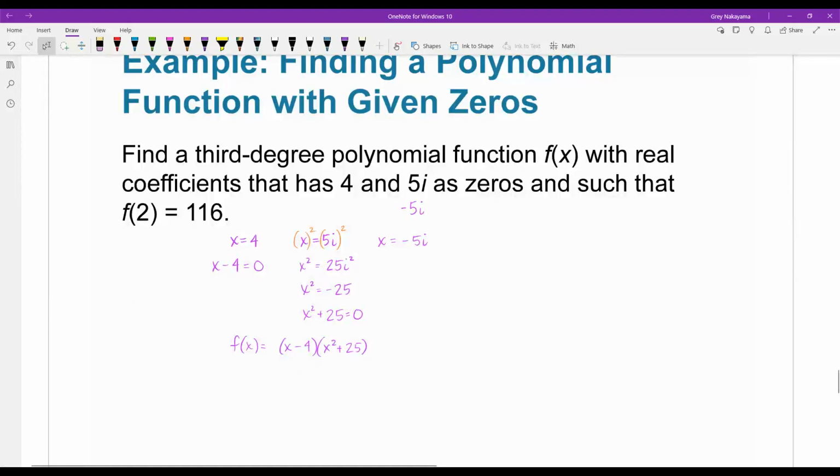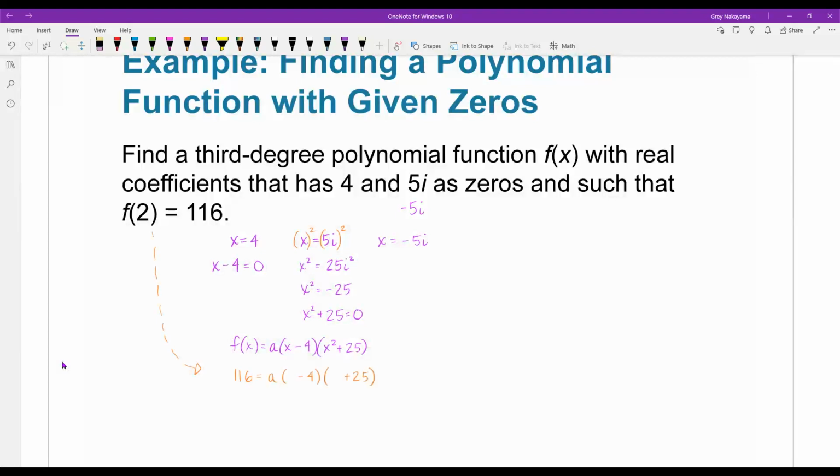Now, I have to remember that leading coefficient, so you need to think about the fact that there's another number there, a. I don't know what a is. I've got to find it, but that's what this right here is telling you. It's telling you that if I plug in 2 for x, then I'm going to get 116 for y. So I'm going to plug this in.